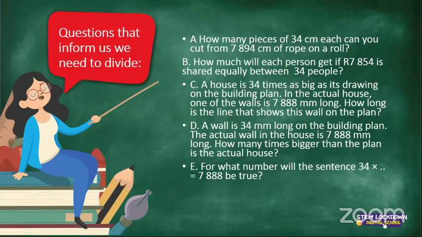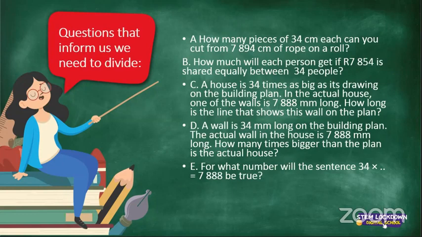All right, let us calculate. 7,888 divided by 34 is equal to 232. So your answer will be the actual wall is 232 times bigger than the plan. All right. So the last one.